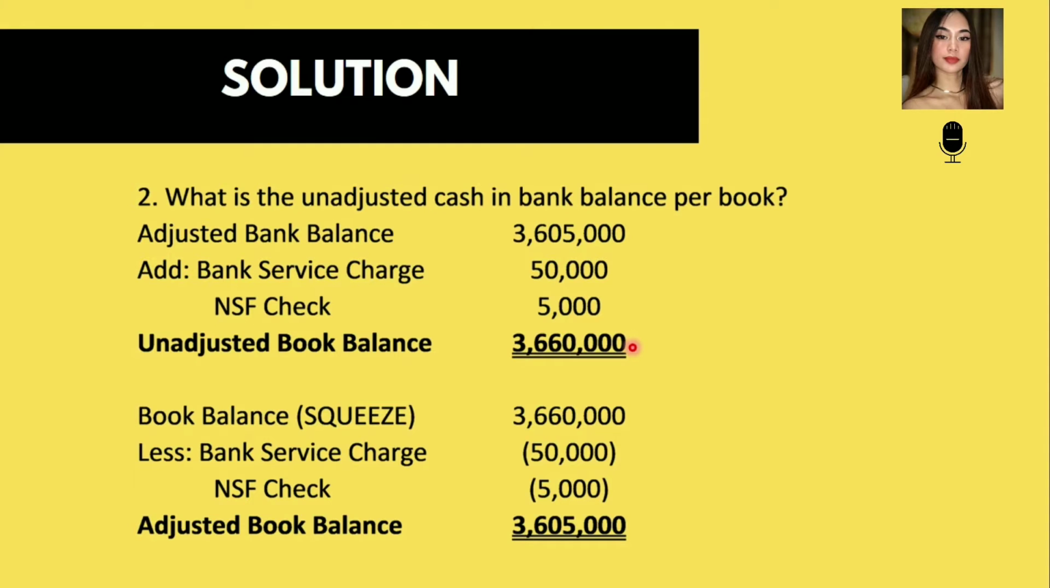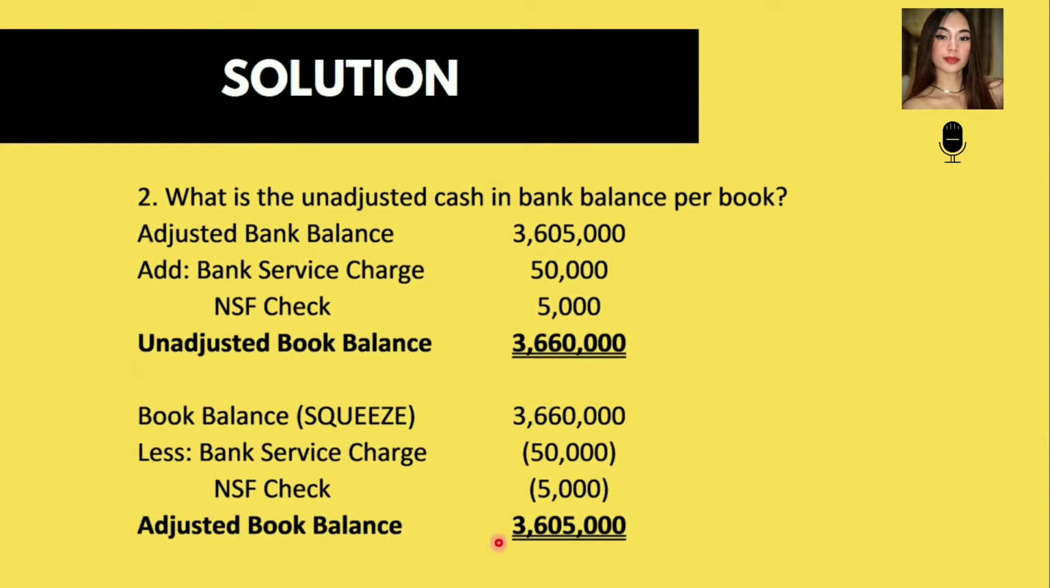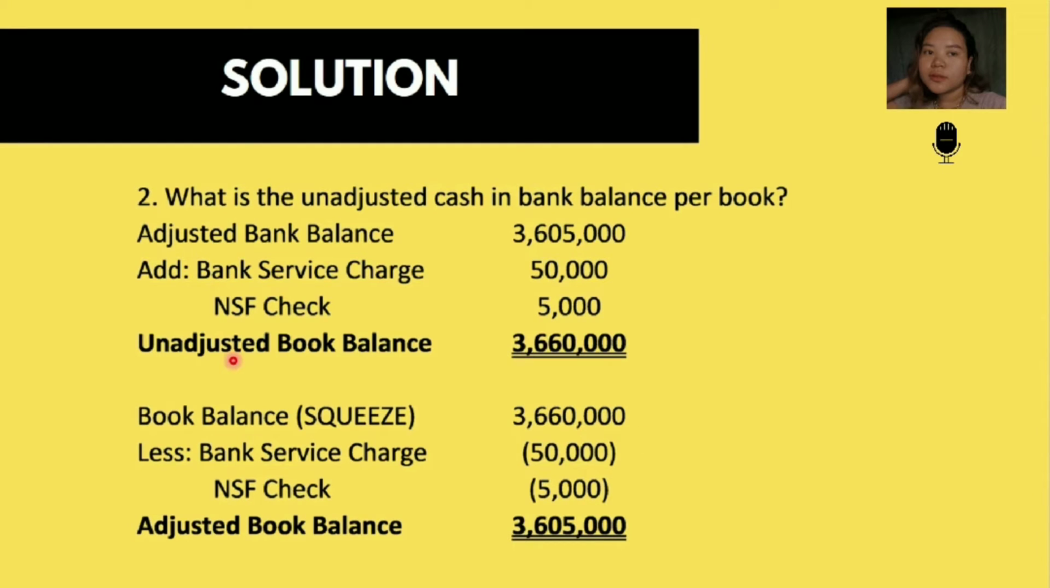We need to follow the adjusted balance method to check if our answer is correct, since we already got the unadjusted book balance. So book balance is 3,660,000 less bank service charge of 50,000 and NSF check 5,000. The adjusted book balance is 3,605,000. As you can see, the adjusted book balance and the adjusted bank balance that we computed are equal. Therefore, our answer is correct. Thank you so much for that, Lian. And now I'm going to discuss how we can get the cash balance per bank statement.